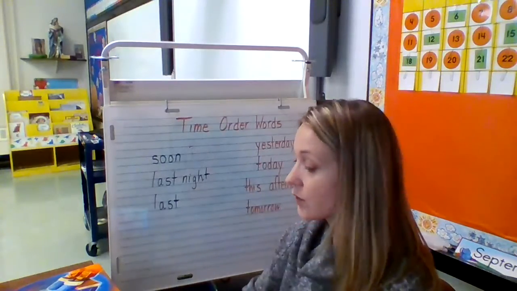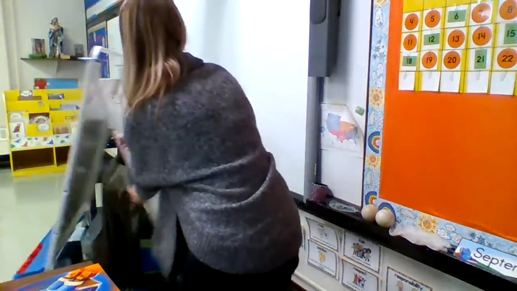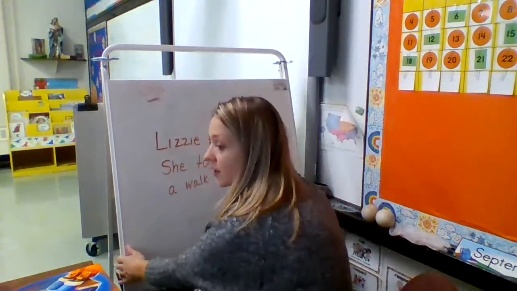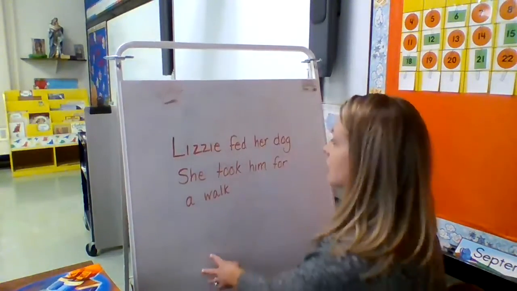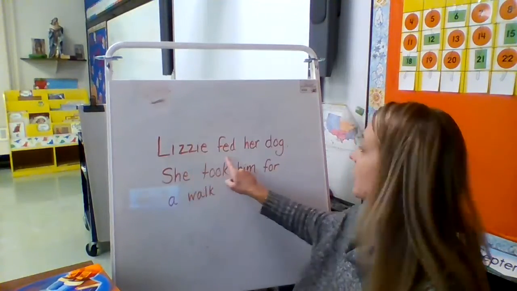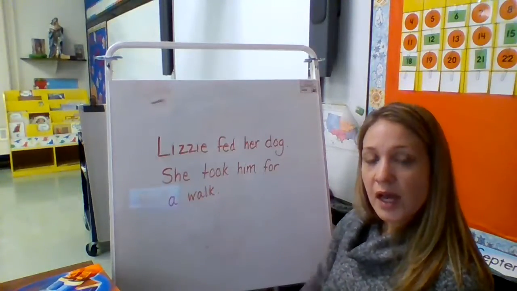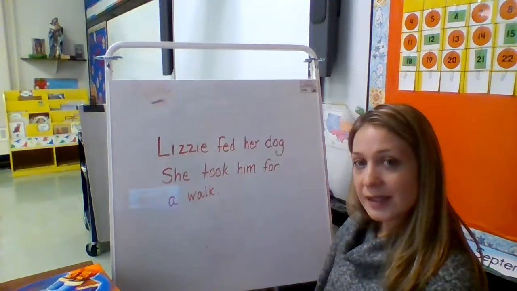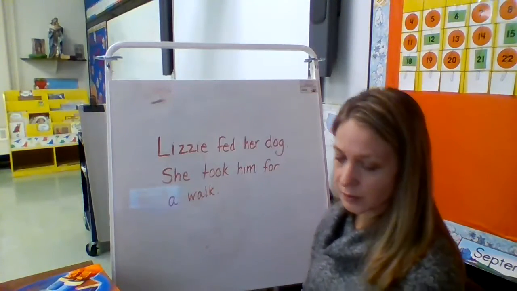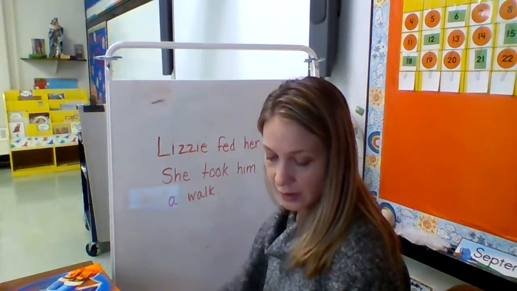So now, what does this have to do with us? We're going to flip this easel around. And when we're writing in second grade, we want to use these time order words. So let's take a look at this sentence here. Here I have the sentence, Lizzie fed her dog. Is there a time order word that we could add to this sentence to make it a little bit more clear about when Lizzie fed her dog? I want you to think, can you think of anything that might be a little bit more clear?